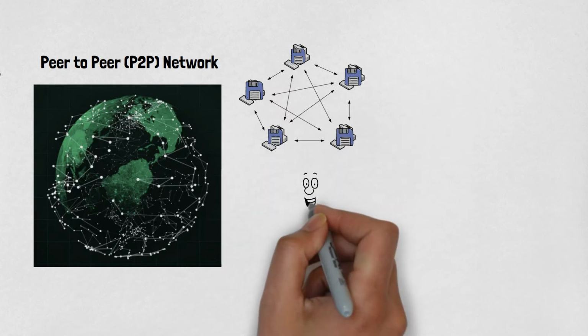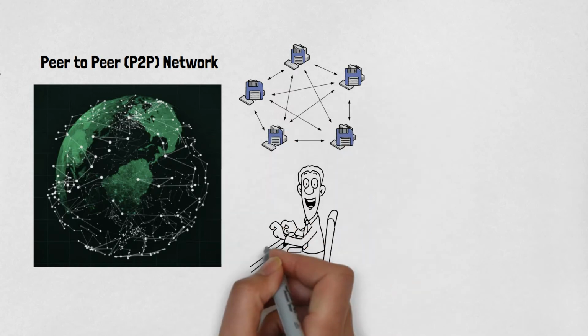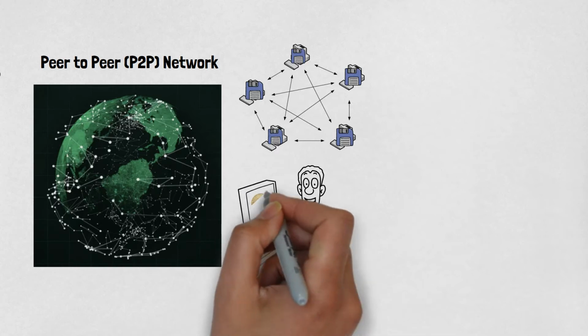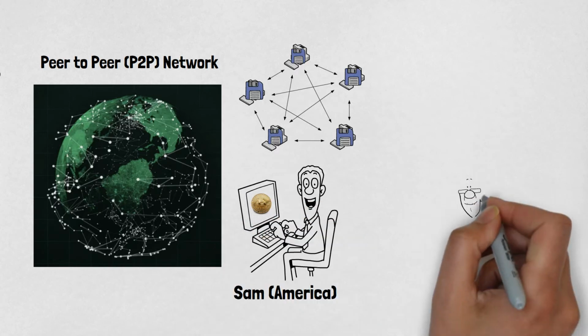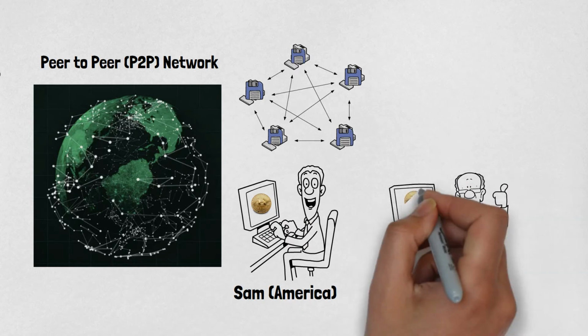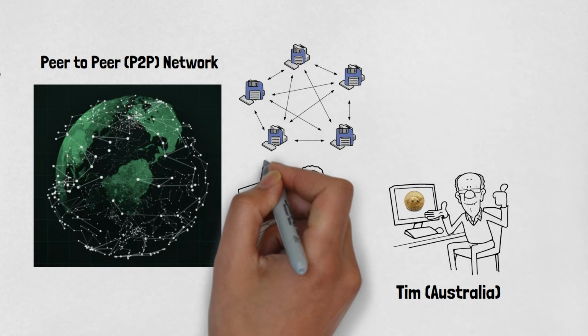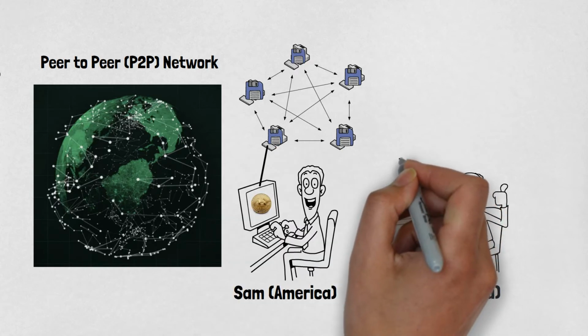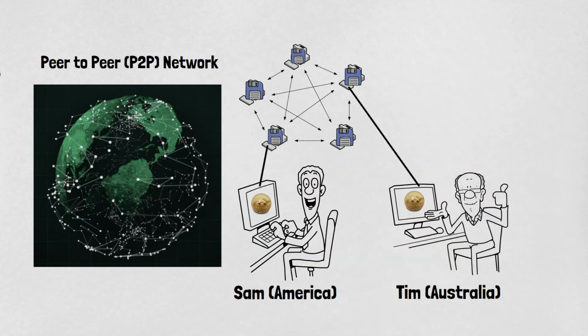For example, if Sam is in America and runs the Bitcoin blockchain in America, and there is another guy named Tim who is in Australia, and he's also running the Bitcoin blockchain in Australia, then both the devices of Sam and Tim are nodes of the Bitcoin blockchain and they will be sharing and storing the same transaction data.